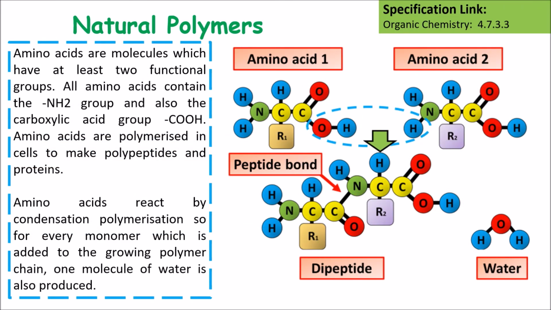So amino acids are molecules which have at least 2 functional groups. They all have an amino group and a carboxylic acid group at the other end. Amino acids react by condensation polymerization. So for every monomer that is added, as you can see from the diagram, a water molecule is removed.